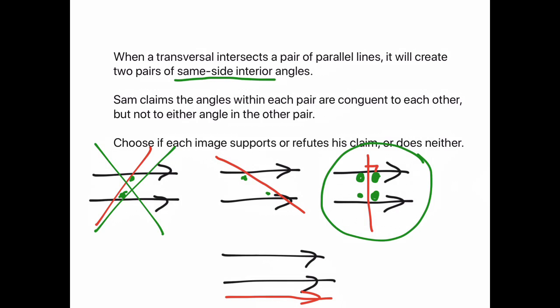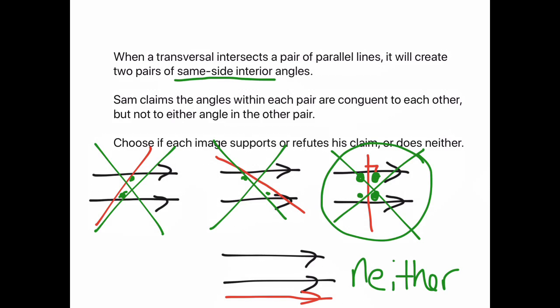This one and this one would definitely not be equal. So that refutes his claim. This one's the closest, but it actually refutes his claim too, because they would be equal to the other pair. And then the fourth one down here on the bottom actually is neither because there's no transversal whatsoever. So for this particular claim, 3 of them would be refuted and 1 would be neither.